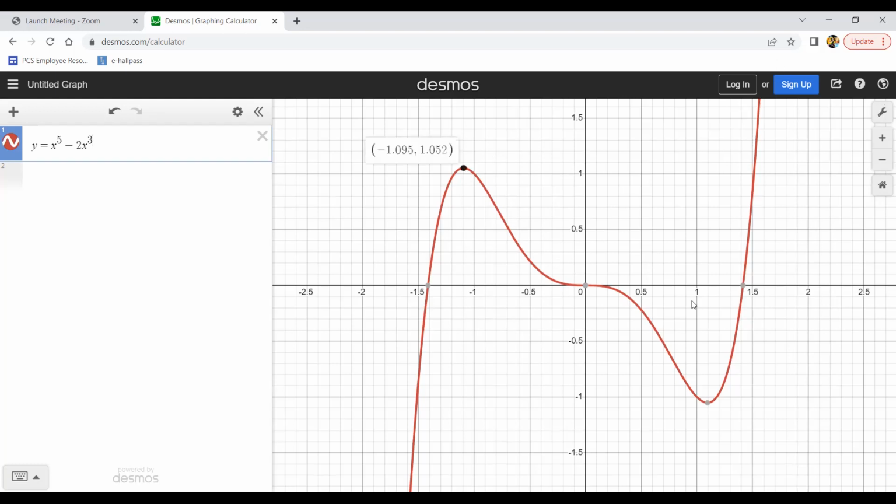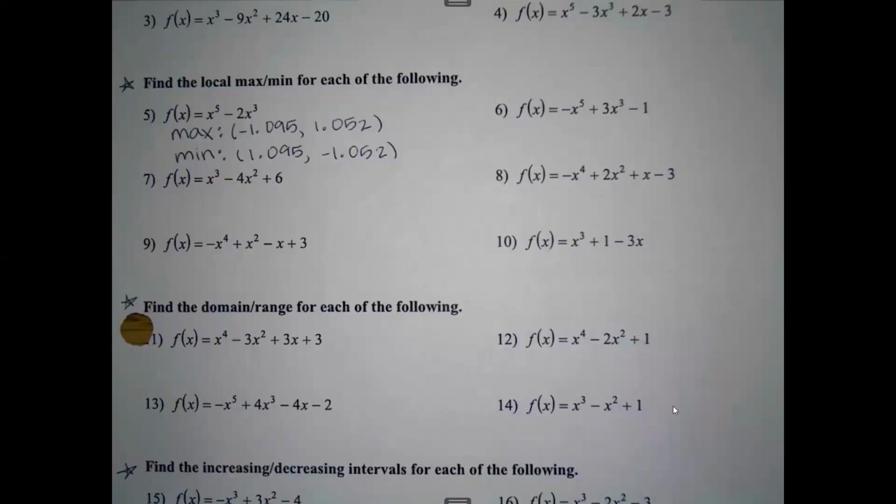And then we've got our max and our min. We just have to type on them. So click on them with your mouse. So the max is the mountaintop. So for the max, I've got negative 1.095, 1.052. And for the min, I've got positive 1.095, negative 1.052. So this is what I should have written down.